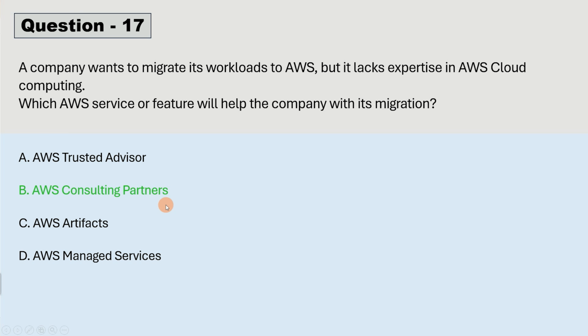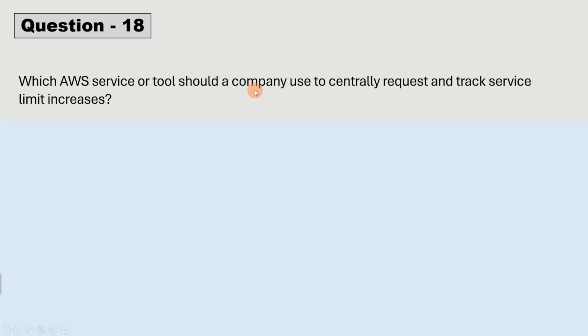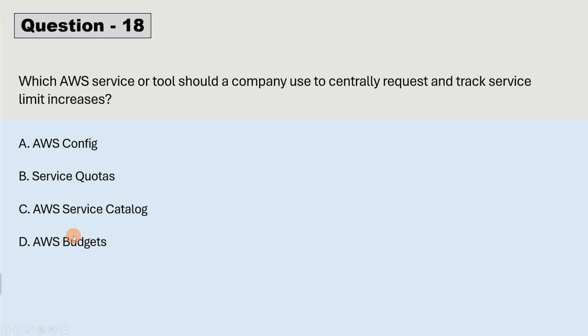Now question number 18. Which AWS service or tool should a company use to centrally request and track service limit increases? Here are the options. AWS Config, Service Quotas. Option C, AWS Service Catalog. Option D, AWS Budgets. Now let me reveal the correct answer. Correct answer here will be option B, Service Quotas.